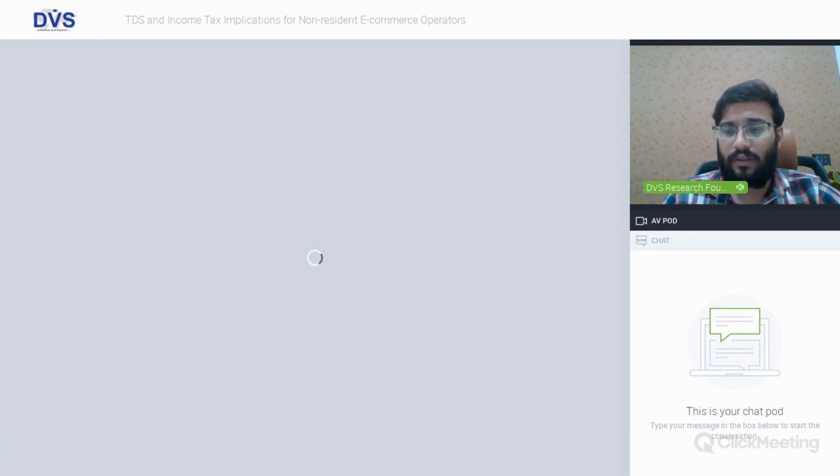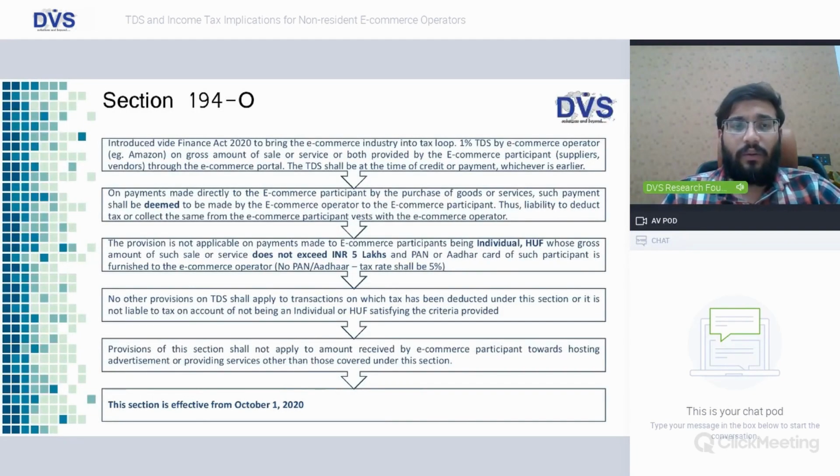TDS provisions, section 194O, again, which has been introduced by virtue of Finance Act 2020 to bring e-commerce into the tax net. 1% TDS by the e-commerce operator. Say, for example, Amazon and the gross amount of sale or service or both provided by the e-commerce participant. So say there is an XYZ vendor who is registered with Amazon, and say for example an individual purchases something from Amazon through that vendor, 1% TDS would be applicable.